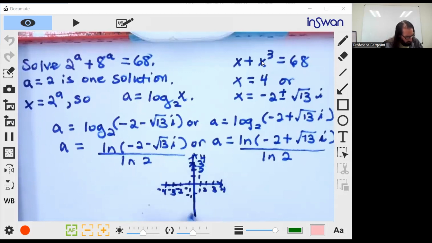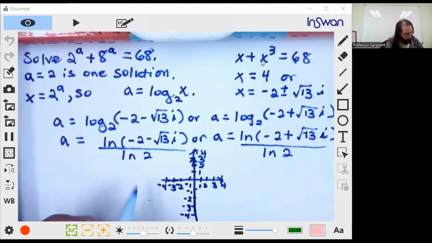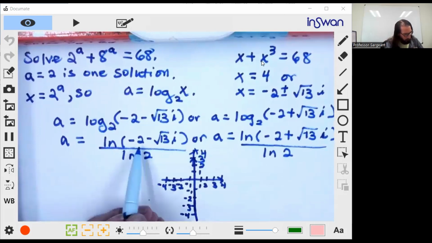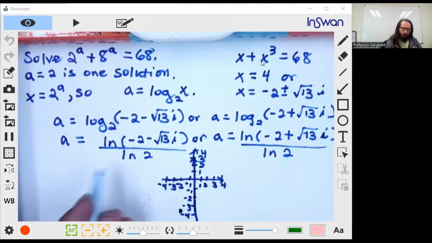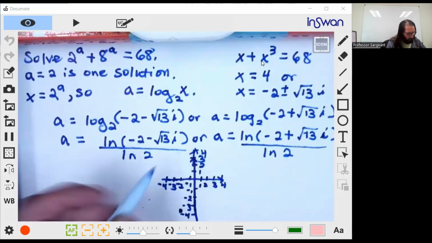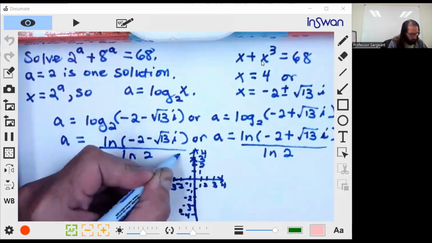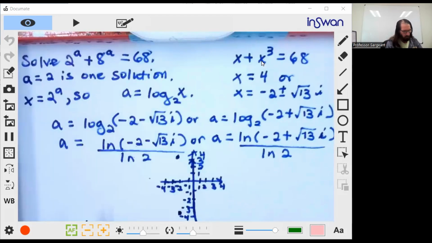This is not meant to be a terribly wonderful looking graph, just something to give an idea. -2 in the real direction, and then minus square root of 13i, since the vertical axis is the imaginary axis. Somewhere around here, we would have a point representing -2 minus square root of 13 times i, and the other would be up around here for -2 plus square root of 13 times i.